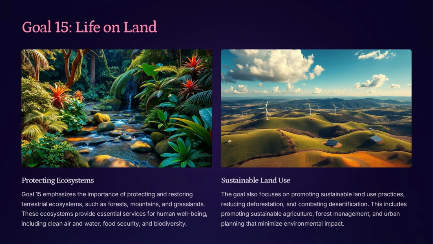Goal 15 focuses on protecting and restoring terrestrial ecosystems like forests, mountains, and grasslands. These ecosystems provide vital services for human well-being, including clean air and water, food security, and biodiversity. The goal also emphasizes the importance of promoting sustainable land use practices. This includes reducing deforestation, combating desertification, and supporting sustainable agriculture, forestry, and urban planning. The aim is to minimize the environmental impact of human activities on these critical natural systems.